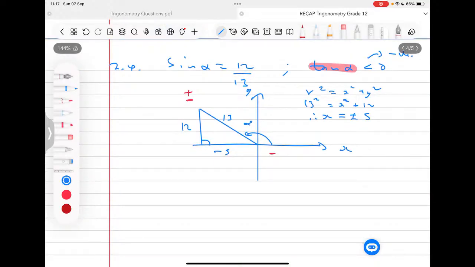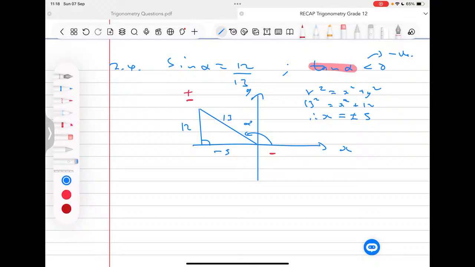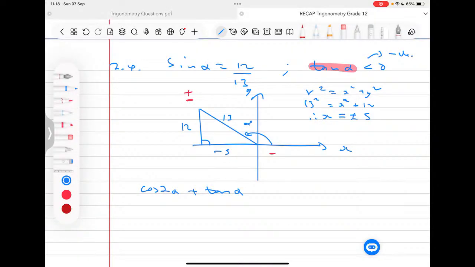Now, after doing that, we are ready to solve the problem because we have broken down all the information that we have. Our problem was given as cos 2 alpha plus tan alpha. We have to deduce cos 2 alpha plus tan alpha, right? Now, to solve this type of problem requires you to know the double angle formulae for cos, because this is a double angle, right? Now, the double angle formulae for cos will be defined by what?